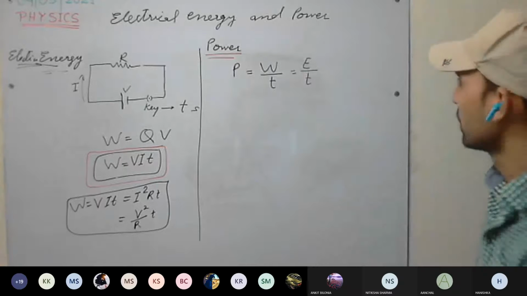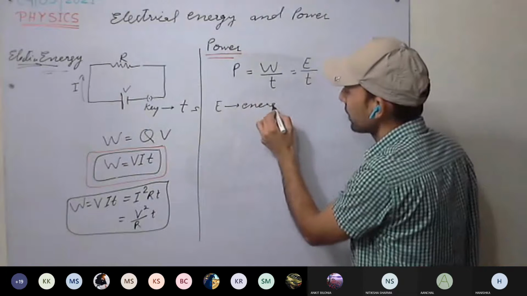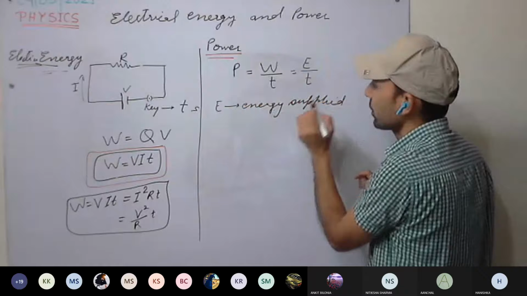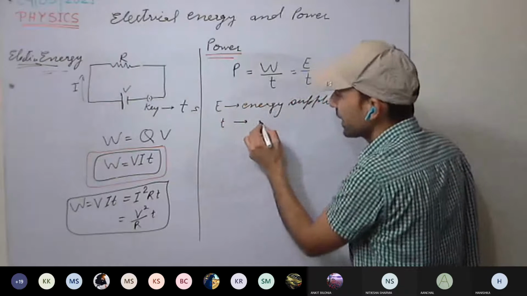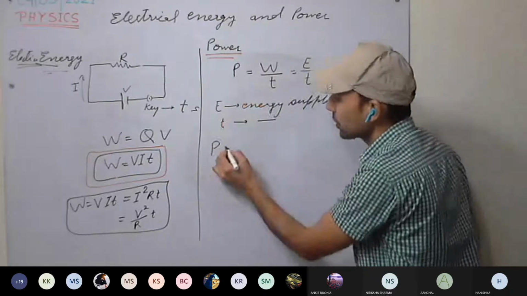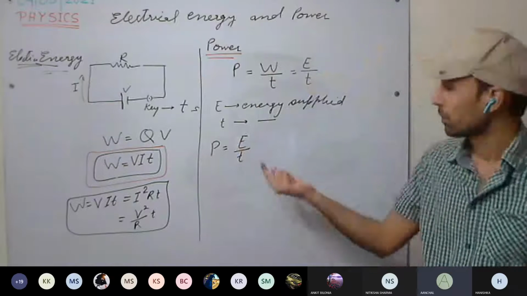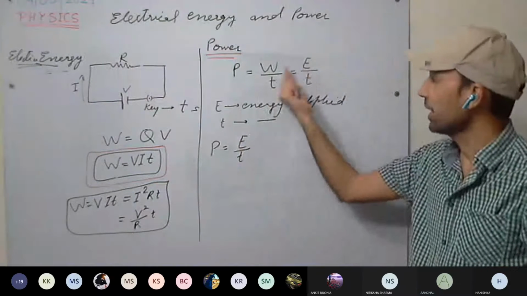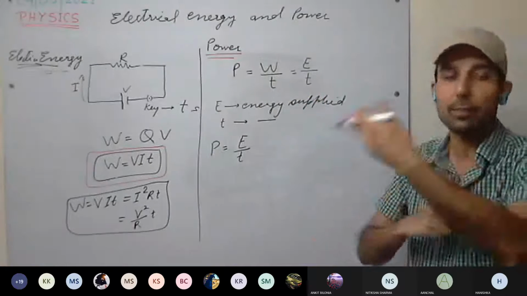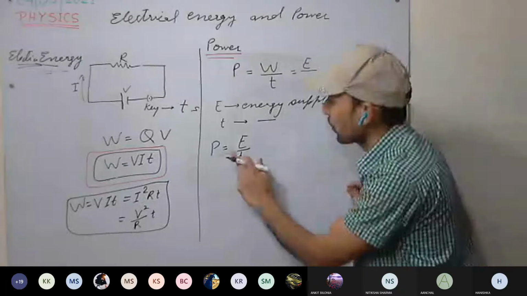This is clear. So, for example, E is the energy supplied, and for time T it was supplied. So power will be how much? E by T. The E and W are the same here. Energy supplied, the same amount is work done. We are not considering other losses. So P equal to E by T.